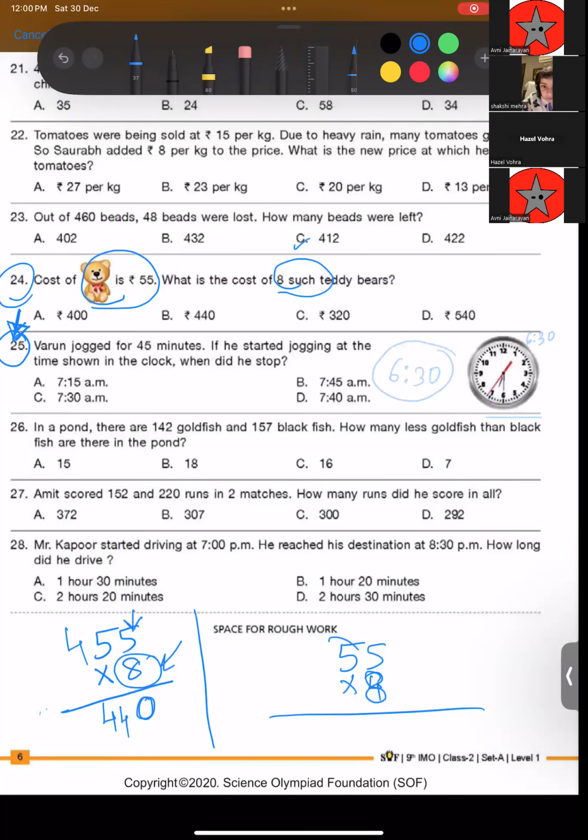Now this particular person, Varun, jogged for 45 minutes. Okay. So where is he going to be? Now, you know that after 30 minutes, it's going to be 7 o'clock. Is that clear? Yes, ma'am. Now this fellow has actually exercised for 45 minutes. So if I take 30 away from 45, we are still left with 15 minutes. So in 30 minutes it became 7 o'clock, correct? And another 15 minutes, so he is here. 7:15.